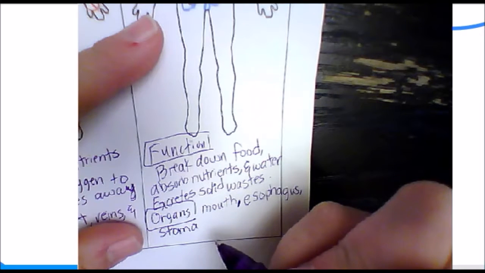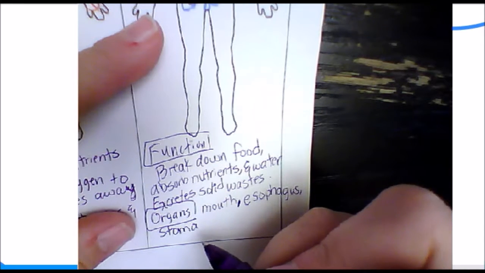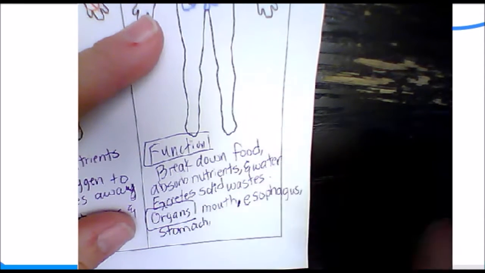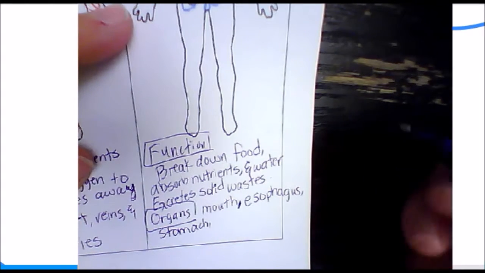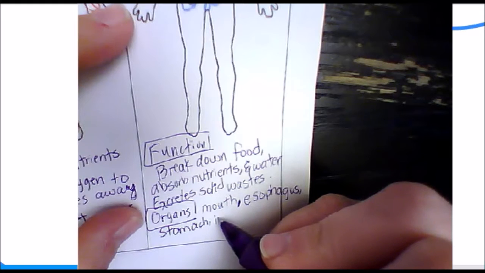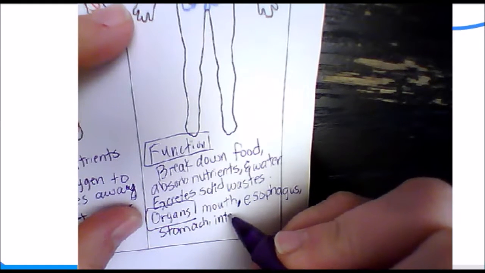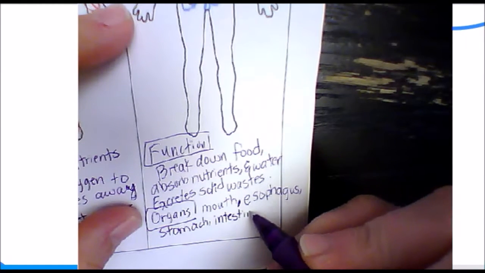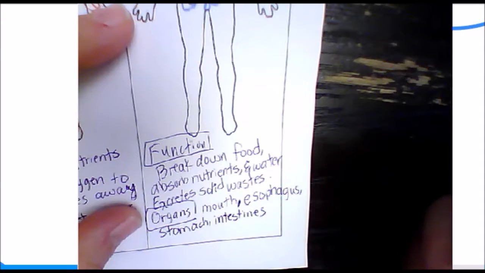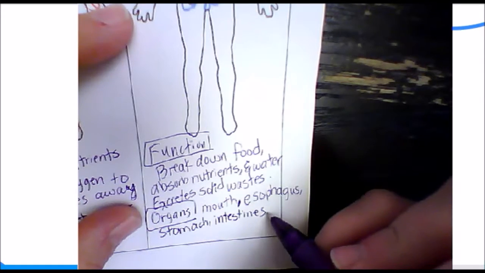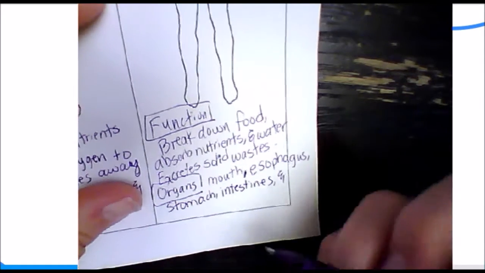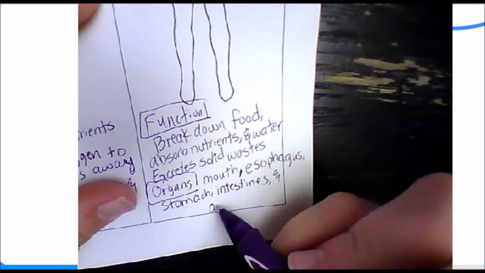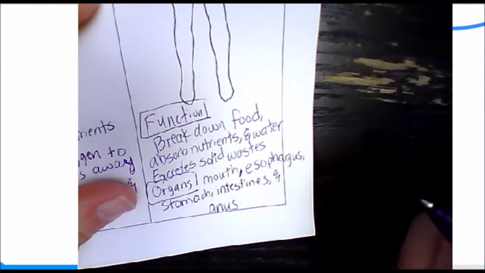And we're just going to say the intestines. We don't need to know small and large intestine. We just know the intestines. I-N-T-E-S-T-I-N-E-S. And anus. I know half of you are laughing right now, but it's okay. We're going to write down the anus, and we're going to be okay. We're going to move on, and we're going to survive.